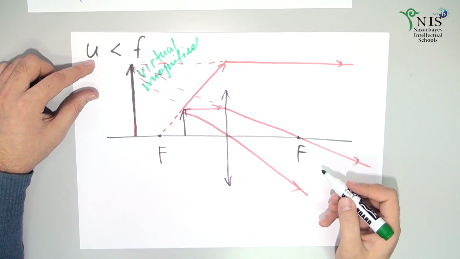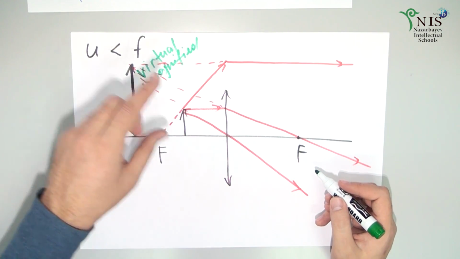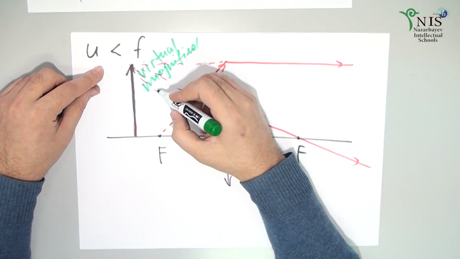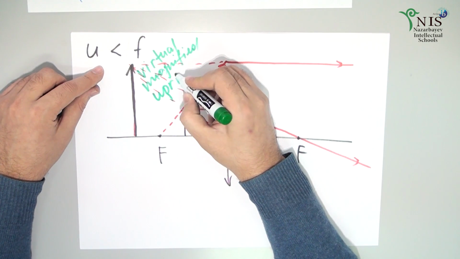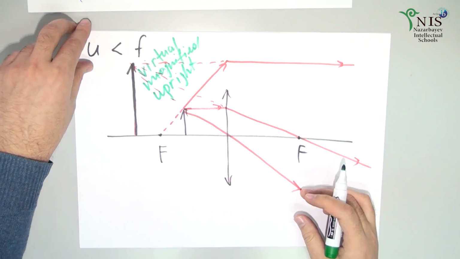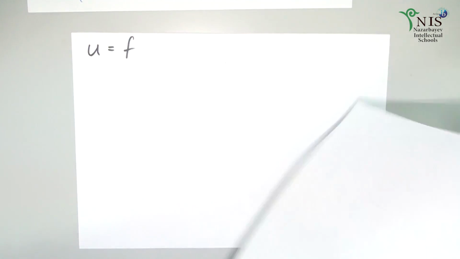Is it upright or inverted? The object is pointing upwards, and the image is also pointing upwards, so it's upright. Next example.